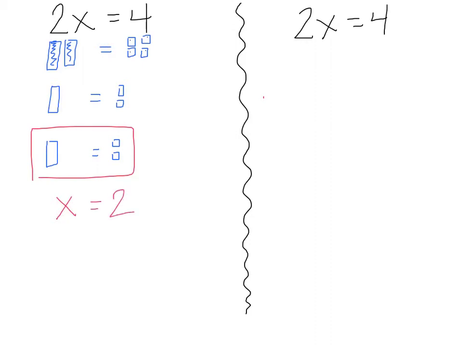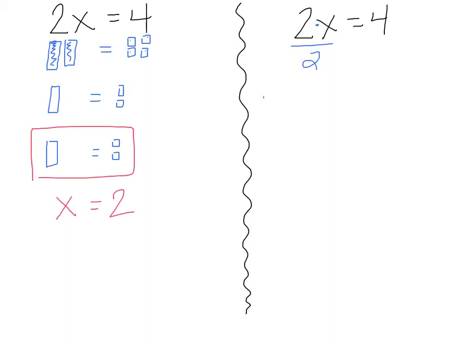Okay, now let's do it with the math. Do it algebraically. And we're going to say, okay, we have 2x equals 4. Well, I don't want 2 x's. I want 1x. How do I get 1x? In order to get a 1x, I have to get rid of this 2. Well, it says 2 times x. The opposite of multiplication is division. So I'm going to divide by 2. Divide by 2. Because remember, a fraction is really division.